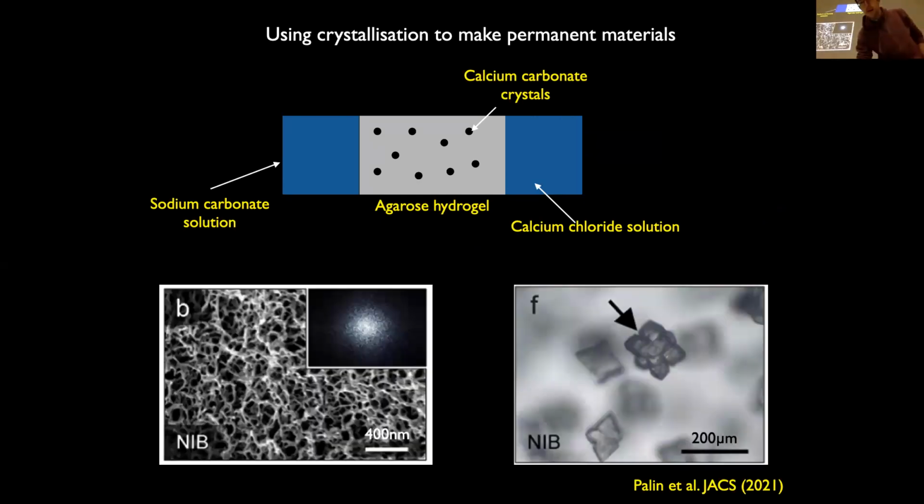So this is just to show you what the hydrogel looks like at the nanoscale. You've got a pore size which is sort of on the order of 100 nanometers. And then this is what the crystal looks like when you dissolve the hydrogel network and then bring them out.